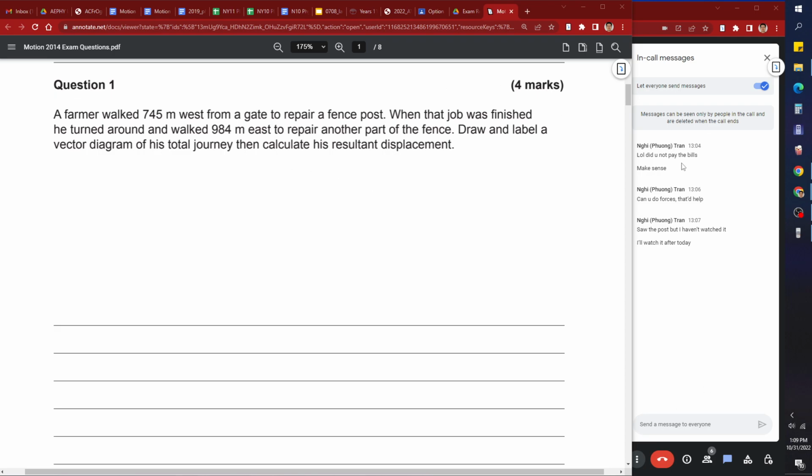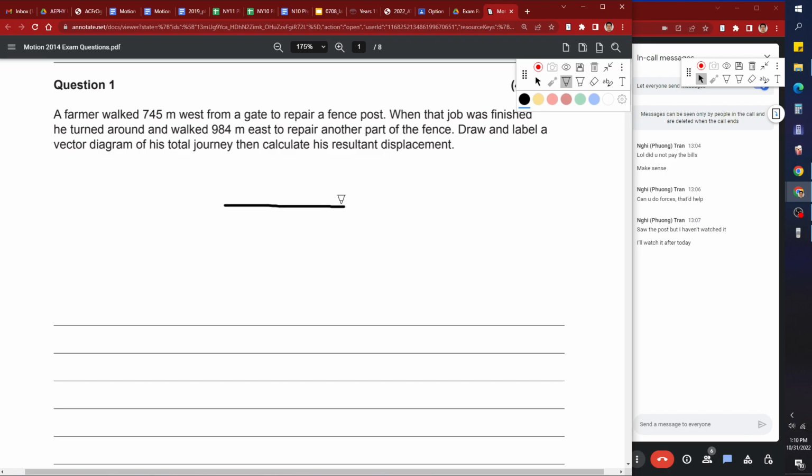Okay, so let's start with what we got here. He says he walked 747 meters west to repair a gate. So we'll just draw that one first. There it is, and that represents this much. And I'll just write that. When he was finished, he turned around and walked, oh, it does say west, doesn't it? Let's do it proper then. West. Okay, and then he walked 984 east to repair another part. Draw and label a vector diagram.